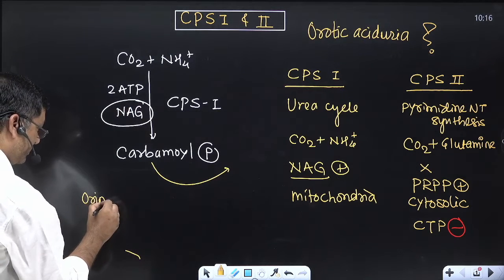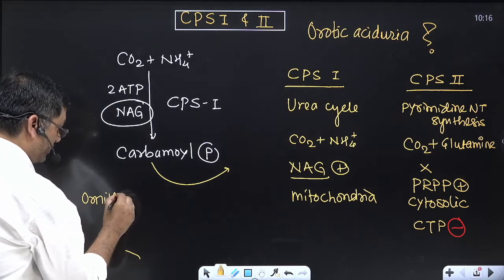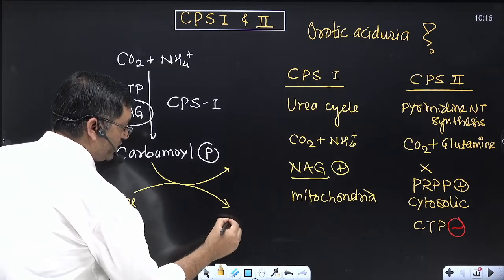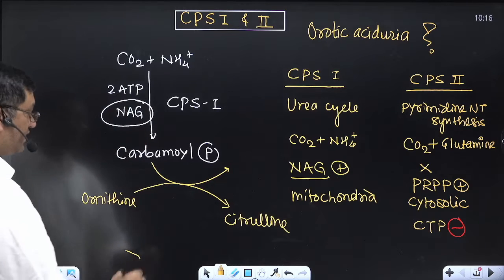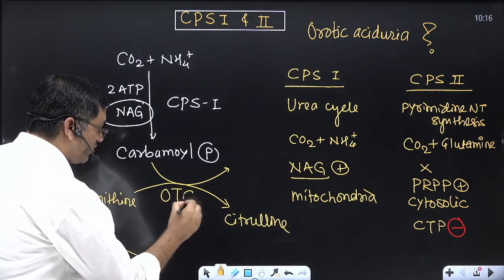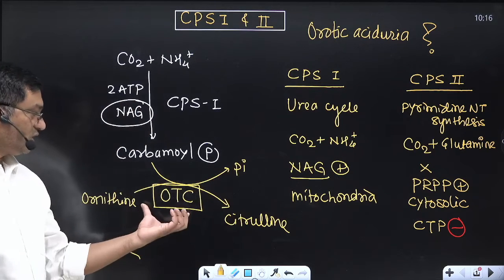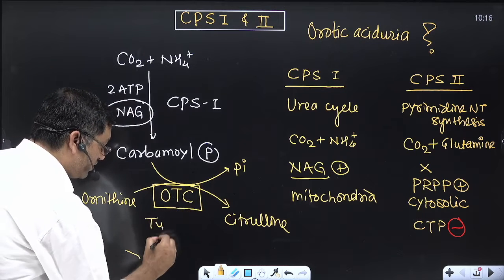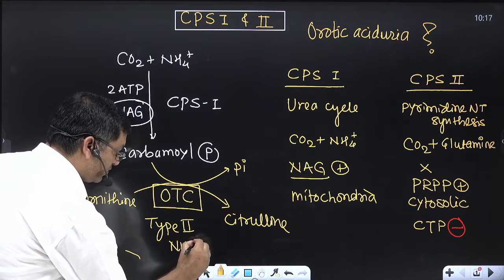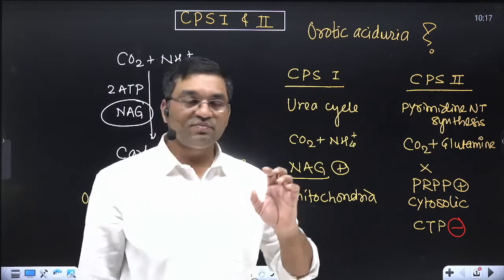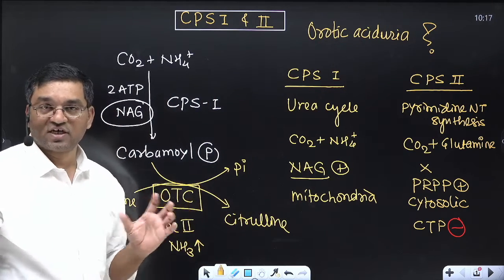See, ornithine is converted into citrulline in the urea cycle, and this reaction is catalyzed by ornithine transcarbamylase. This is again a mitochondrial enzyme. So this is type 2 hyperammonemia, and the ammonia level increases. This urea cycle disorder, type 2 hyperammonemia, is due to defect in the ornithine transcarbamylase enzyme.